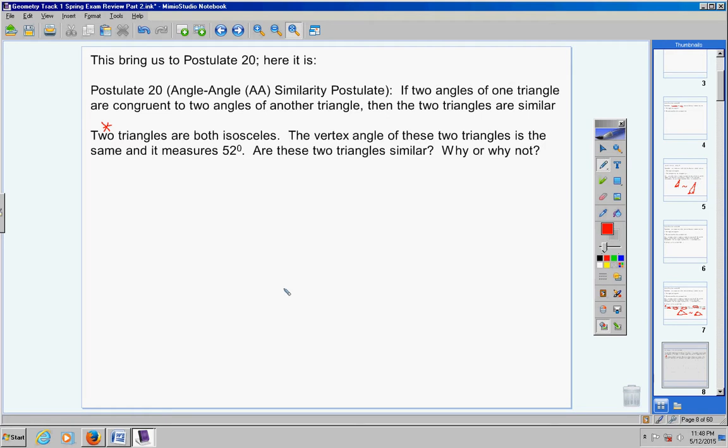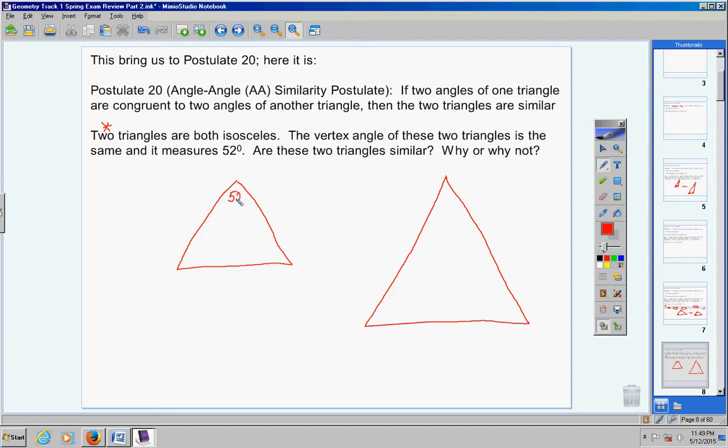Give us a little room to work here. Two triangles are both isosceles. The vertex angle of both of these triangles is the same. It's 52 degrees. Are these triangles similar? Well, let's see. Here we go. Let's draw an isosceles triangle here and a bigger isosceles triangle here. And we're going to say this vertex angle is 52, and this vertex angle is 52.